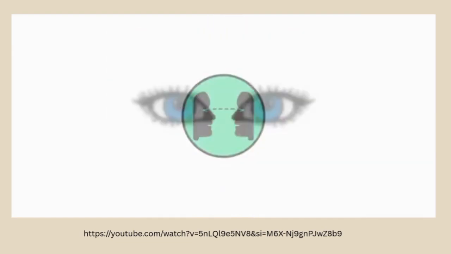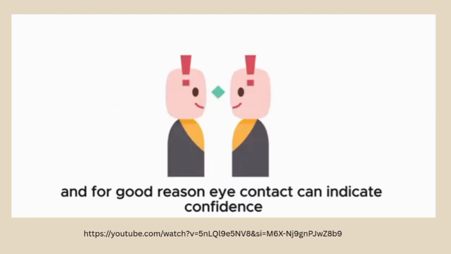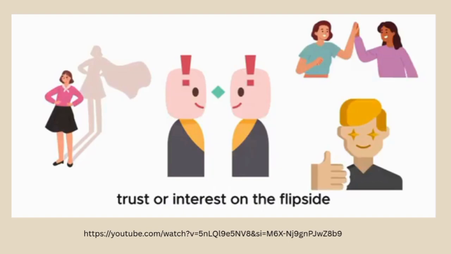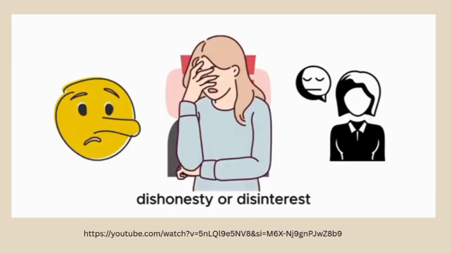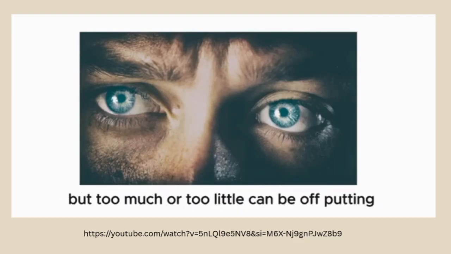Eye contact. Eyes are often called the windows to the soul, and for good reason. Eye contact can indicate confidence, trust, or interest. On the flip side, avoiding eye contact might suggest discomfort, dishonesty, or disinterest. The right amount of eye contact shows you're engaged, but too much or too little can be off-putting.